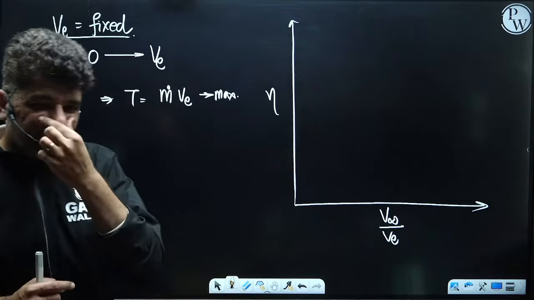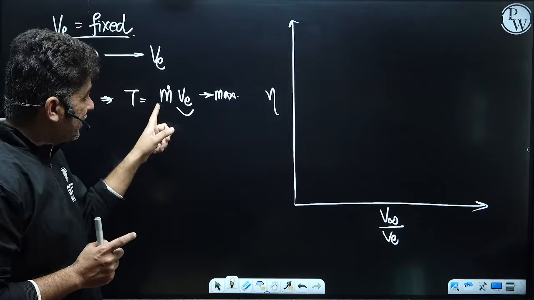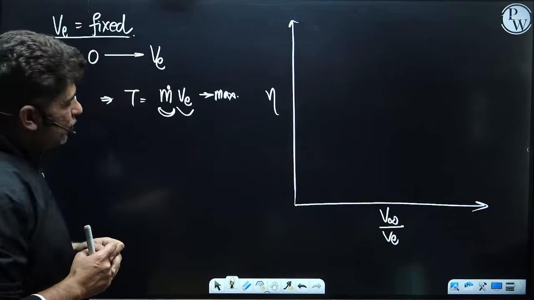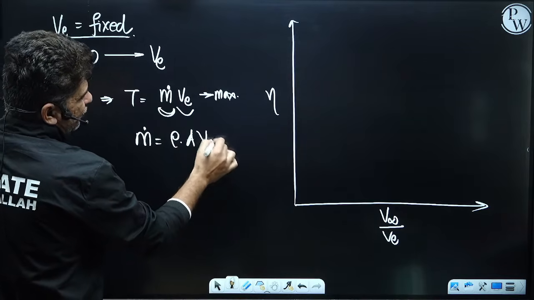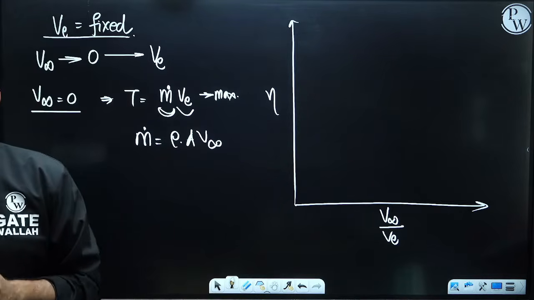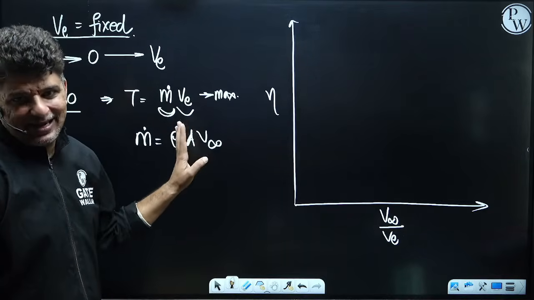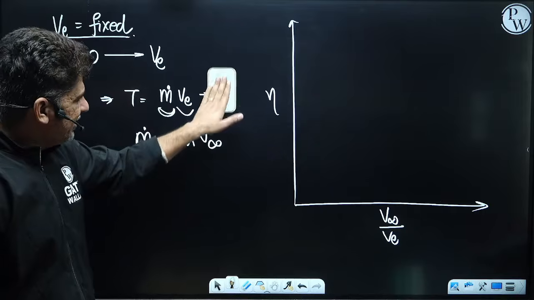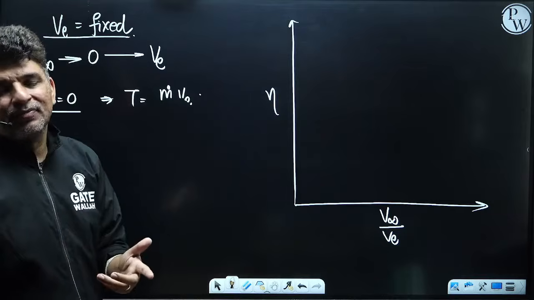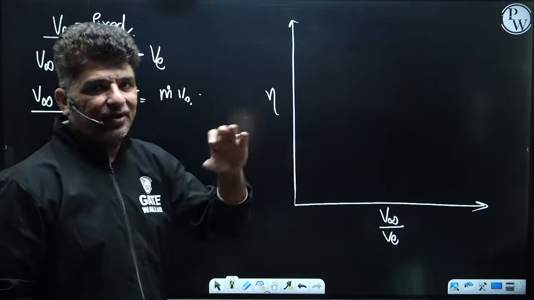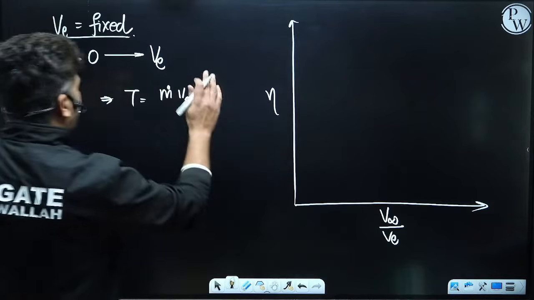But again, if you see, the thrust is not only a parameter of V exit, it is also a function of mass flow rate. Mass flow rate is rho times area times V infinity. So there will be one more parameter coming over here, and it is not as simple as that. But again, we are not going to measure all the different parameters which are varying. First we will see the variation with respect to V infinity and V exit only.